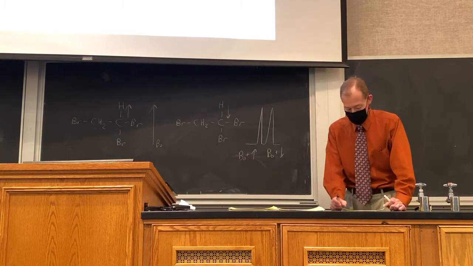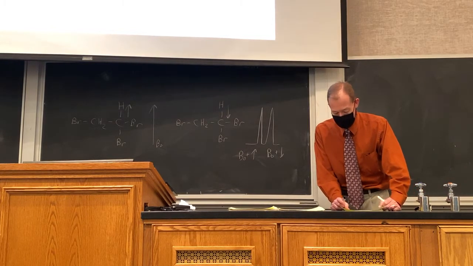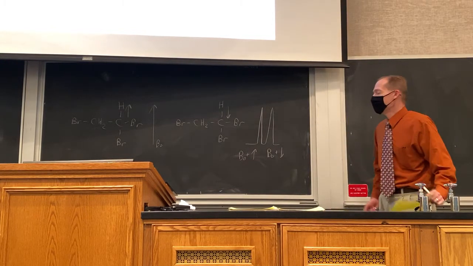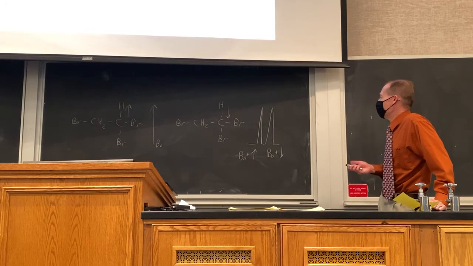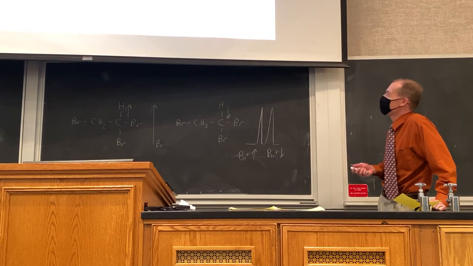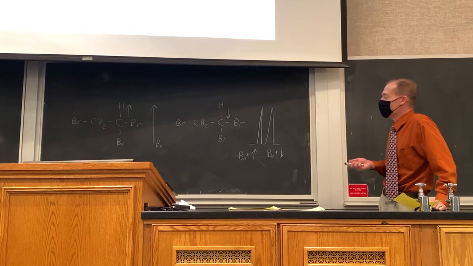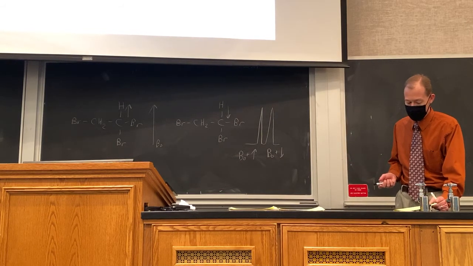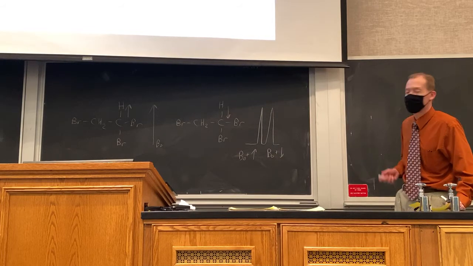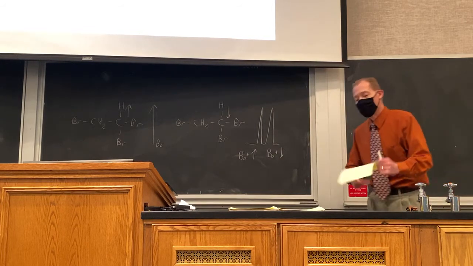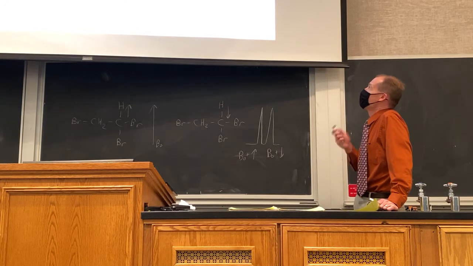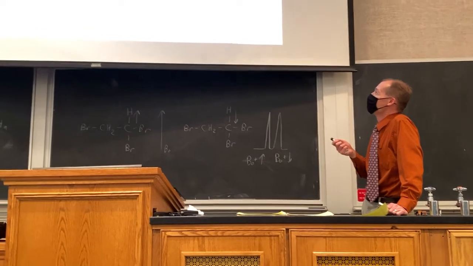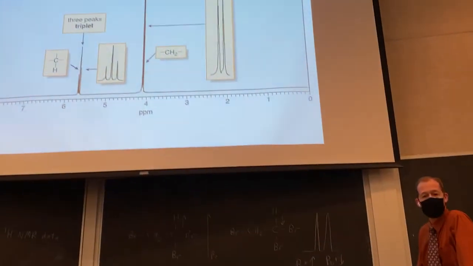Okay, so when we have one neighbor, then we are going to have a doublet. The peak will be split into a doublet by that one neighbor due to these two different spin states that we have. Okay? So now hopefully we understand why the CH2 signal is a doublet. It's split into a doublet by its one neighbor.